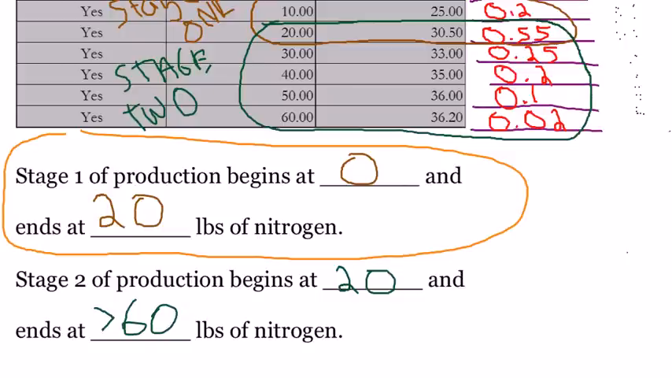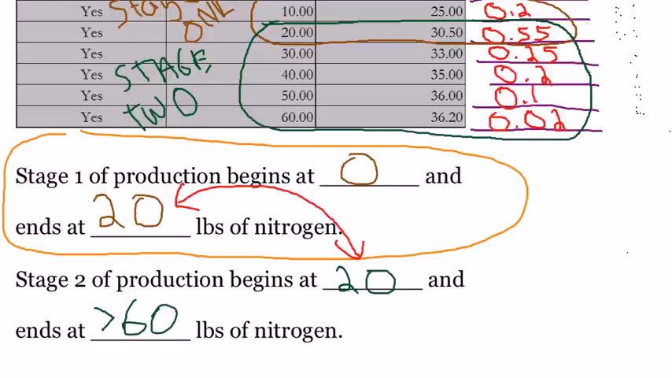And when you're answering questions like this from a table, like the one we just looked at, remember it's okay for the number for the end of one stage to be the number beginning another stage. That's okay. And that's the end of this video on the 3 stages of production and marginal product.